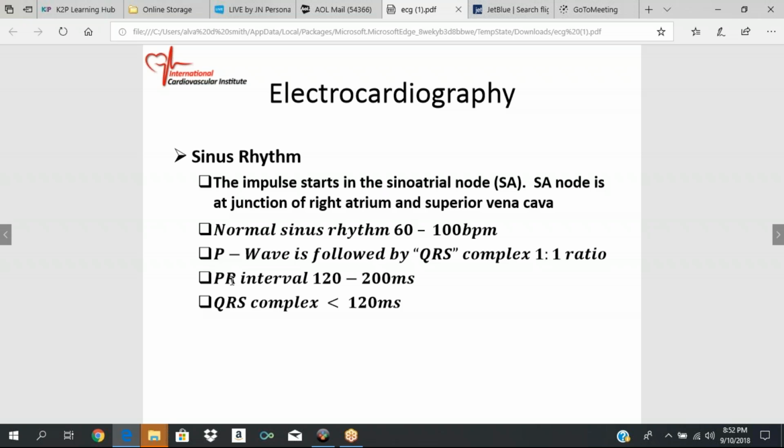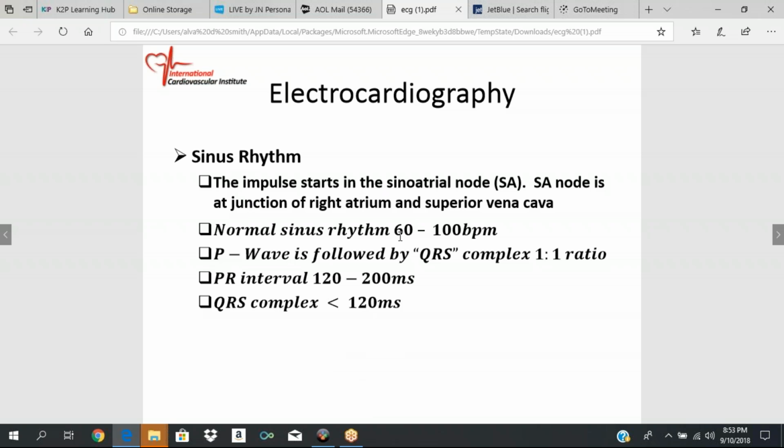The PR interval, remember we talked about the PR interval? It is the duration from the beginning of the P wave to the beginning of the QRS, and that should be about 120 to 200 milliseconds. And the QRS complex duration, from the beginning of the QRS to the end of the QRS, should be less than 120. So if all of these criteria are satisfied, then we say it's normal sinus rhythm.